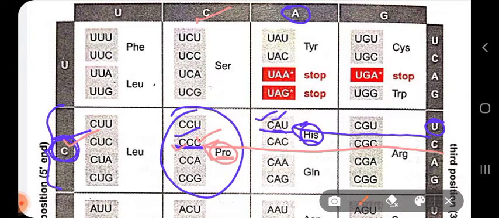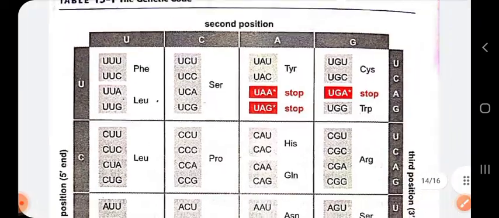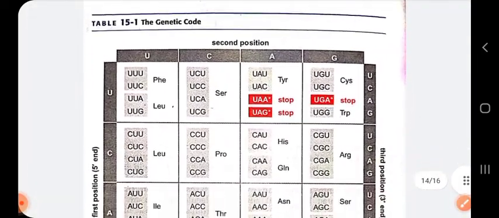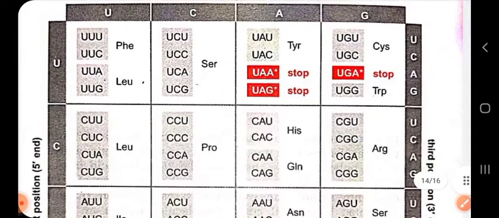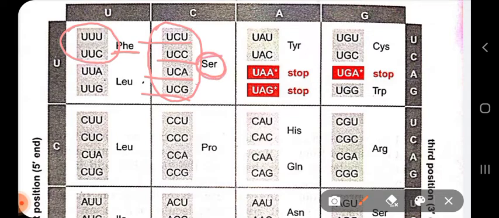So there are 64 codons, and each of these codons codes for an amino acid, right? One codon will not code for more than one amino acid, but there are multiple codons which code for one amino acid. Like here you can see UUU and UUC. These are the two codons which code for phenylalanine. Then you can see the best example here: 4 codons, UCU, UCC, UCA and UCG. All 4 of these codons code for the amino acid serine.